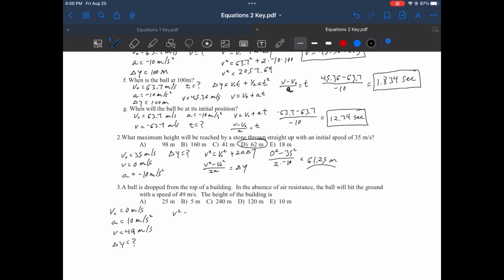Now, if you choose downward to be negative, you'll need to make sure that your acceleration is negative, your final velocity is negative, and your displacement must come out to be negative. I'm choosing positive because it's only going down, so I'm going to make downward the positive direction. You can choose that for whatever problem you're working on. So it looks like we have our equation. v squared is equal to v naught squared plus 2a delta y. Rearrange it. Delta y is v squared minus v naught squared divided by 2a. Plugging in the information that we have, 49 squared minus 0 squared divided by 2 times 10, or 120.04 meters.